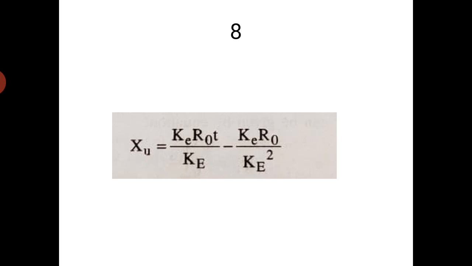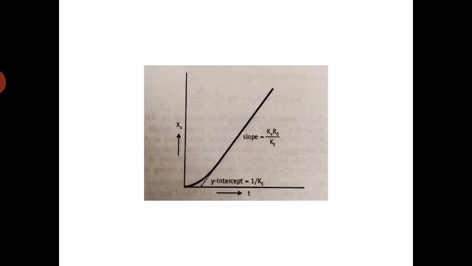Now you make a plot, a graph of Xu against time, Xu on the y-axis, time on the x-axis. You will get a curved graph that is increasing in order. The amount of drug excreted through urine is slowly increasing as the time increases, and it forms a curvilinear graph. Why does this become curvilinear?